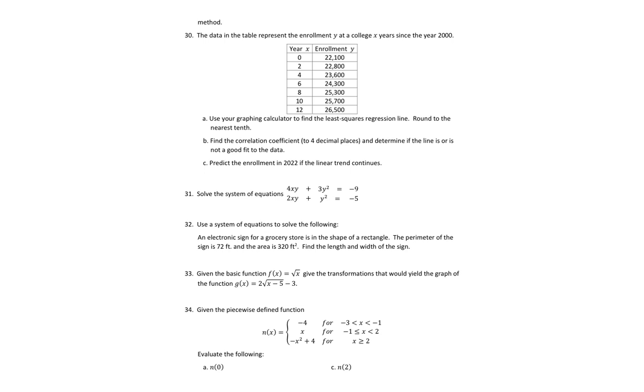Okay, so number 30 says, the data in this table represent the enrollment y at a college x years since 2000. And then using the graphing calculator, we want to find the least squares regression line to the nearest tenth. So all you've got to do is on your calculator hit stat and then go to 1, edit. Then you can enter your x values in L1 and your y values in L2. I've already done that though, but then you can hit stat again, then hit the right arrow to go to calc, and then go to number 4, linear regression. And then hit enter. And you'll get the equation formula with all the coefficients that you need.